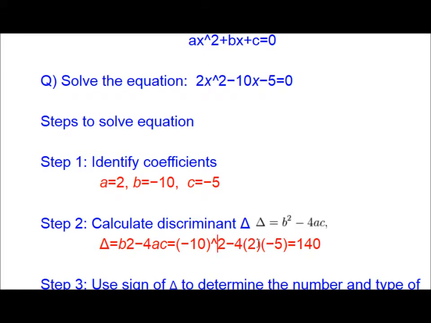So for b square, which is minus 10 whole squared, minus 4 multiplied by ac. A is 2 and c is minus 5. When you calculate this, you will get 140.